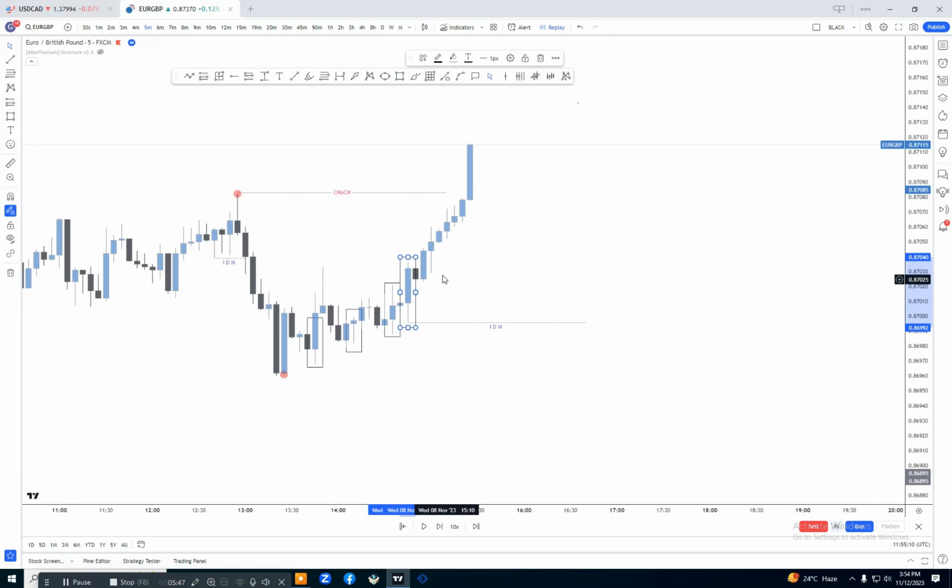So our last pullback was here, and this pullback low was at this point. So our inducement will be at that point. This low will act like an inducement. If the market pushes down and takes out this low, our inducement will be taken out and our higher high will be confirmed here.